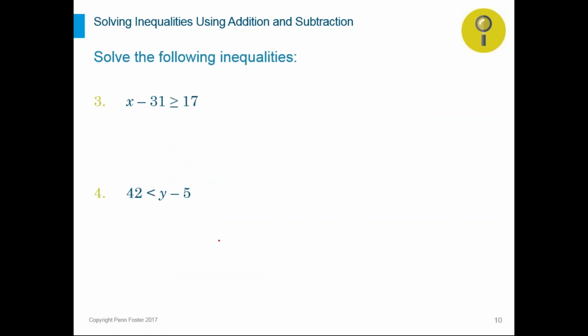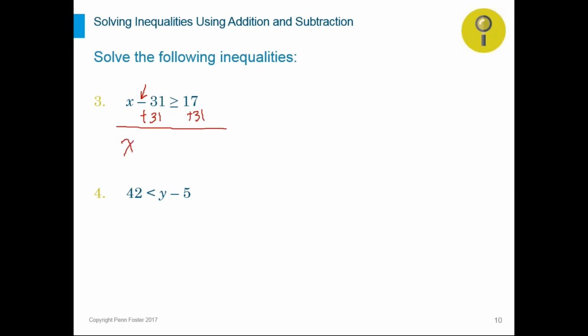Let's do another 2 inequalities. We're not going to graph them. I think by now we're able to graph any inequality. It's very simple. X minus 31 greater than or equal to 17. The first thing I'm going to do, add 31, because 31 has a negative sign. So add and add.